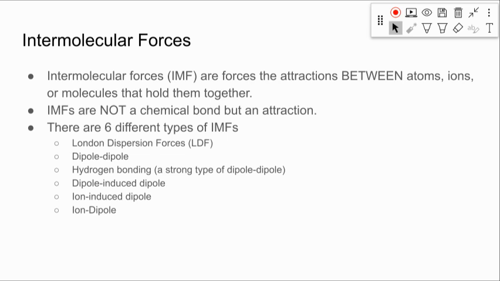There's actually 6 different types of IMFs. 3 are much more common. London dispersion forces, which we simplify down to LDFs, dipole-dipole, hydrogen bonding, dipole-induced dipole, ion-induced dipole, and ion-dipole. They all sound crazy, like they have crazy names that we don't use in our daily language, but you'll get comfortable with these as we go through this lesson.